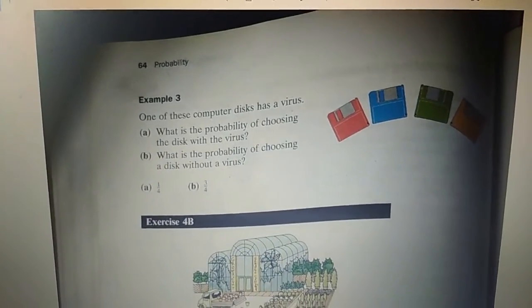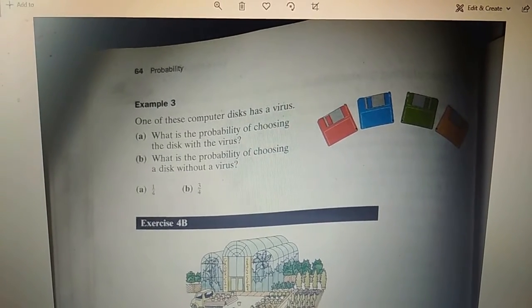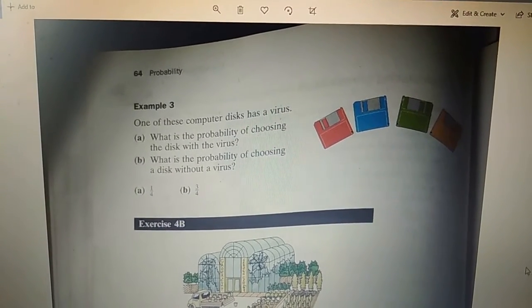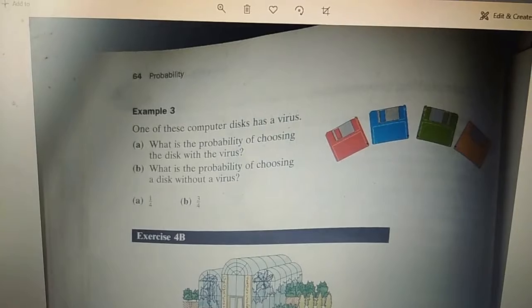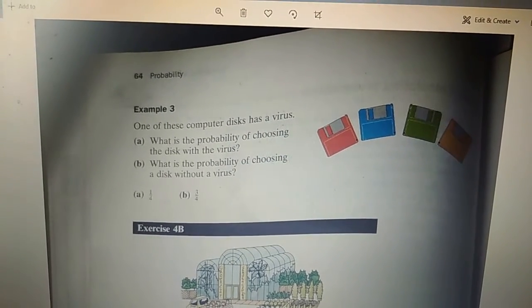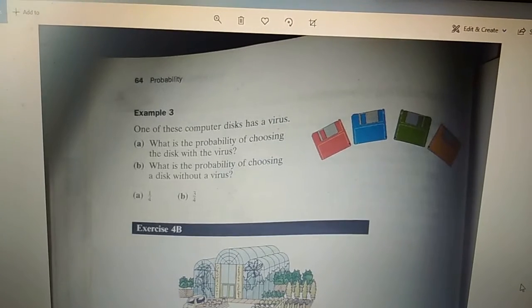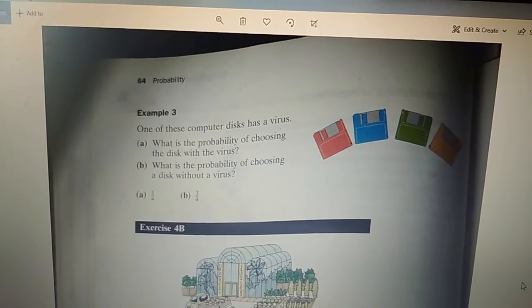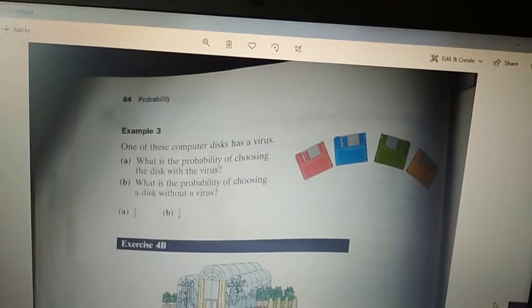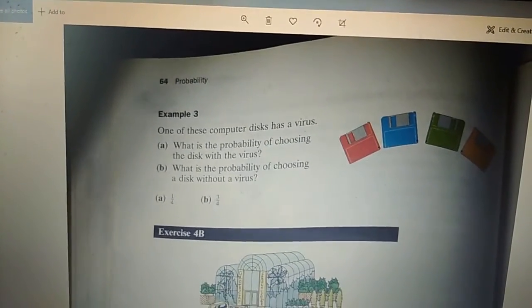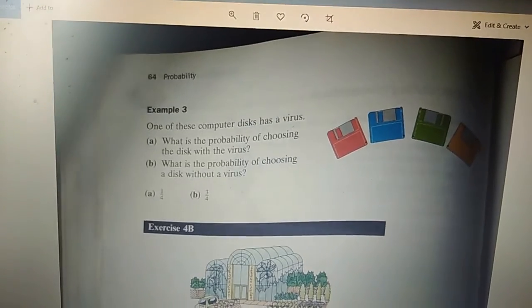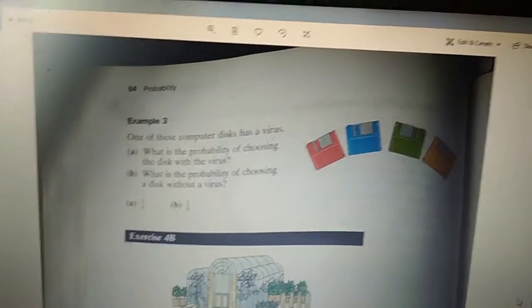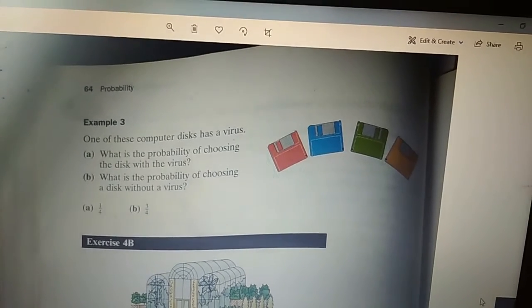An example is given here. It says that one of these computer disks has a virus. As you can see, some pictures of disks are given, 4 disks. The question is, there are 4 disks, what is the probability of choosing the disk with the virus? Out of these 4 disks, one of the disks has a virus.